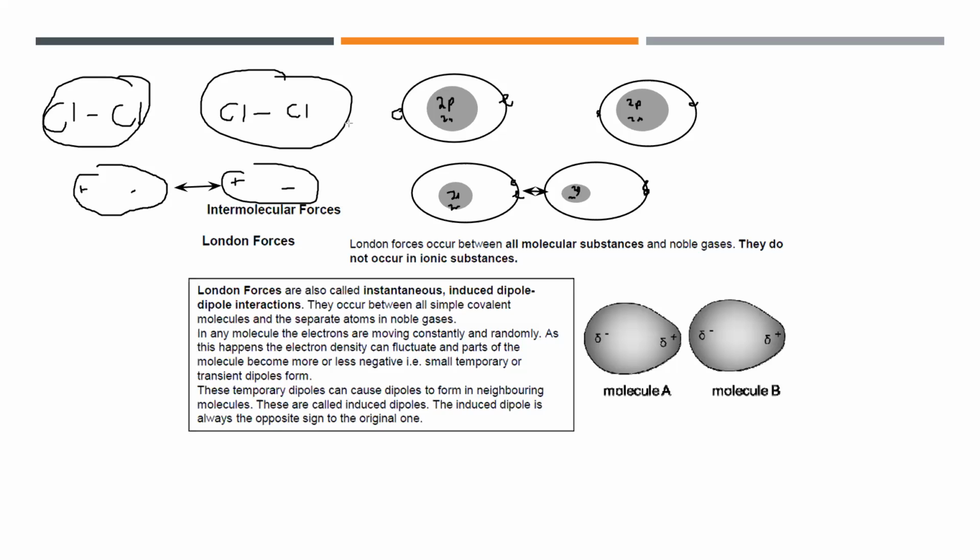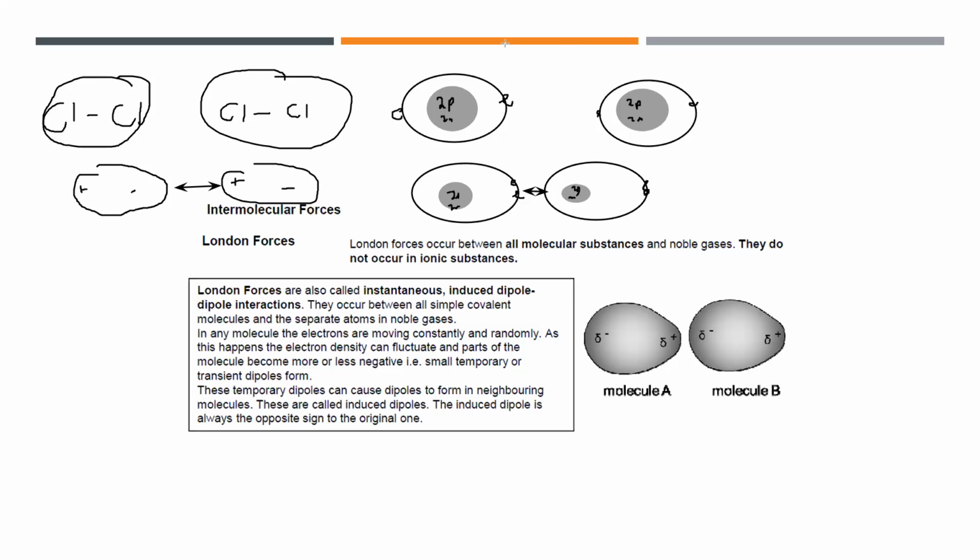Is it clear? So it exists between molecules and noble gases, but does not exist in ionic compounds, because in ionic compounds there's an electrostatic attraction. This is only for covalent compounds. Is it clear, this part? The London dispersion forces. Any doubt in this one?